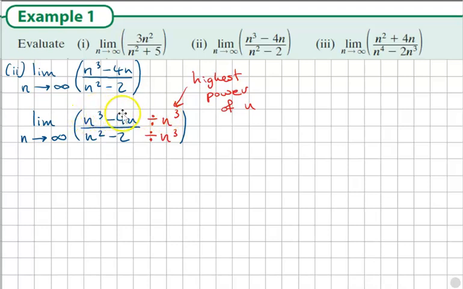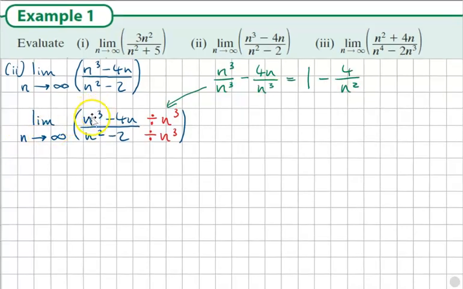Okay, so we're going to divide by the highest power of n, so 3 is the highest power of n. So it'll be everything on the top of the fraction divided by n cubed, and everything on the bottom of the fraction divided by n cubed. So what we do to the top, we do to the bottom. So n cubed divided by n cubed will just give us 1. Anything divided by itself is 1. And minus 4n divided by n cubed will give us minus 4n over n cubed, which is going to be minus 4 over n squared.